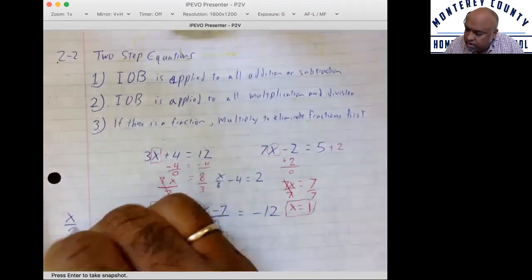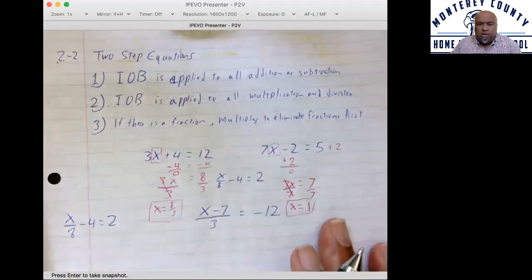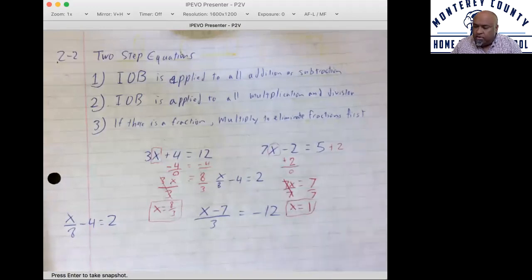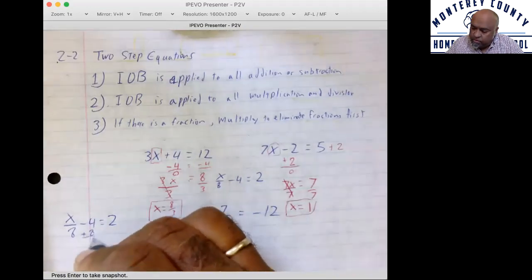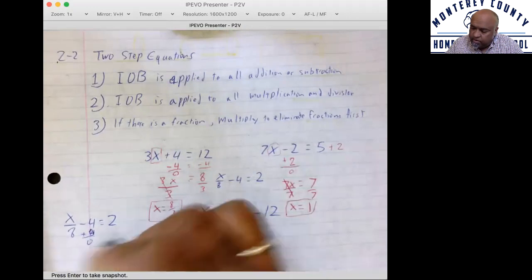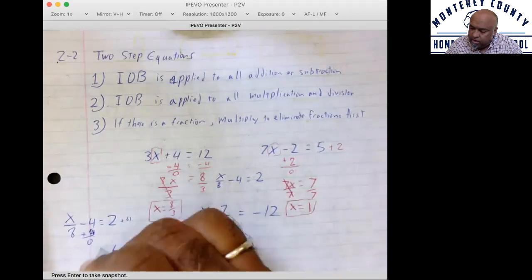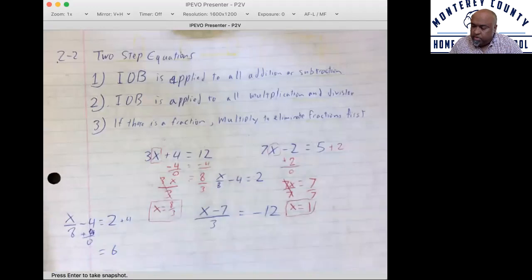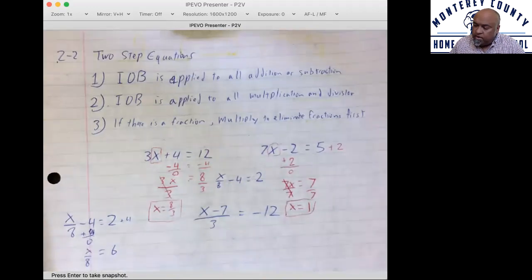x over 8 minus 4 equals 2. All right, first step, isolate using IOB for addition and subtraction first. So we will add 4, oops, not 8, add 4 to both sides. So 2 plus 4 is equal to 6. Bring down my equal sign. Negative 4 plus 4 is equal to 0, so I don't have to write the 0 in the next step. Now I have x over 8 is equal to 6.